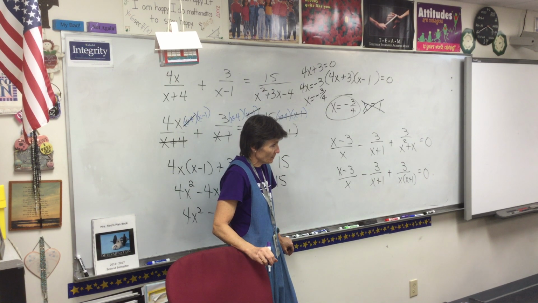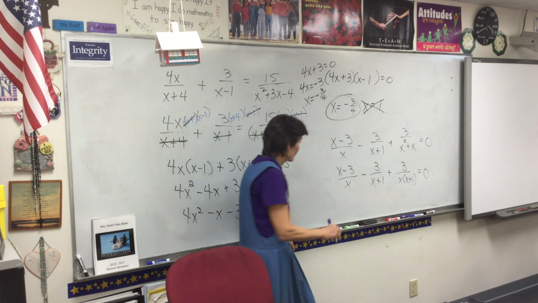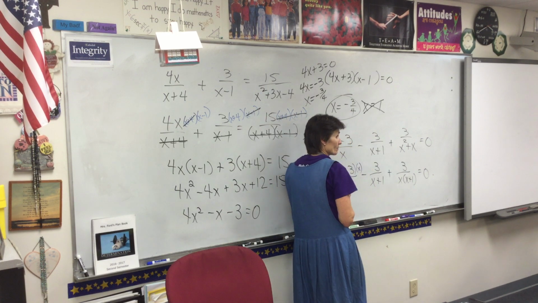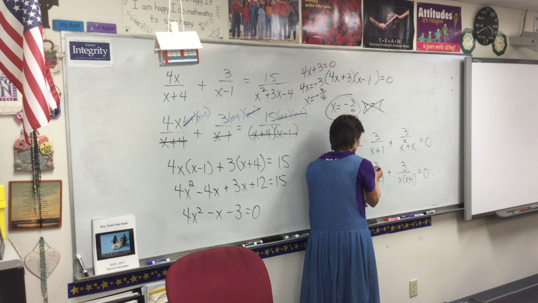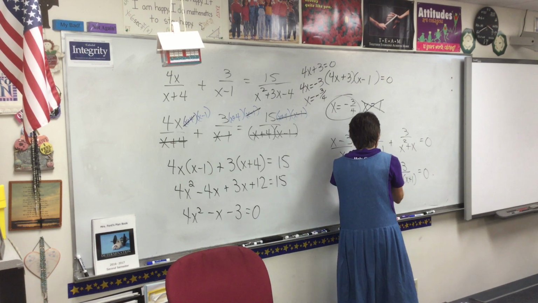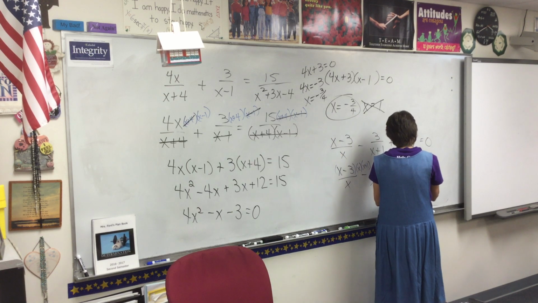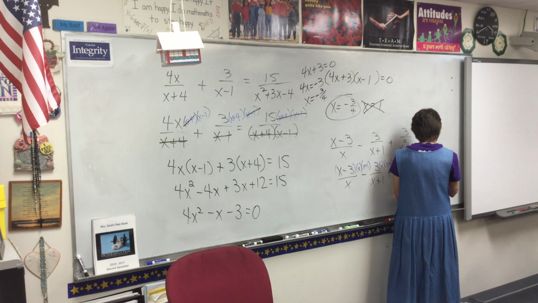Now we're ready to multiply, right? And what do we need to multiply by? Whatever it takes to get rid of every denominator. So it's clearly going to take an X, and it's going to take an X plus 1. So everybody gets an X and an X plus 1, including the 0.